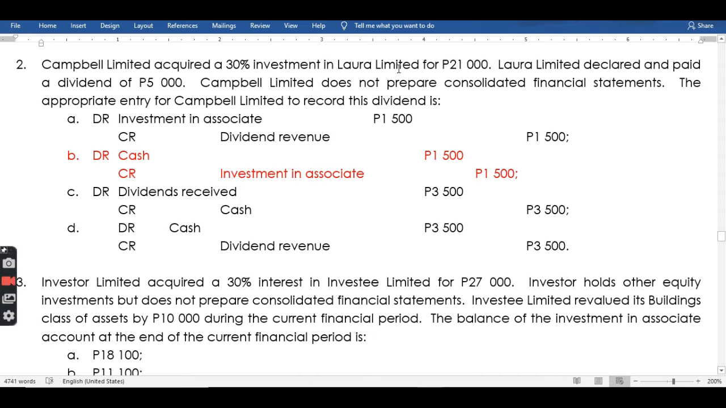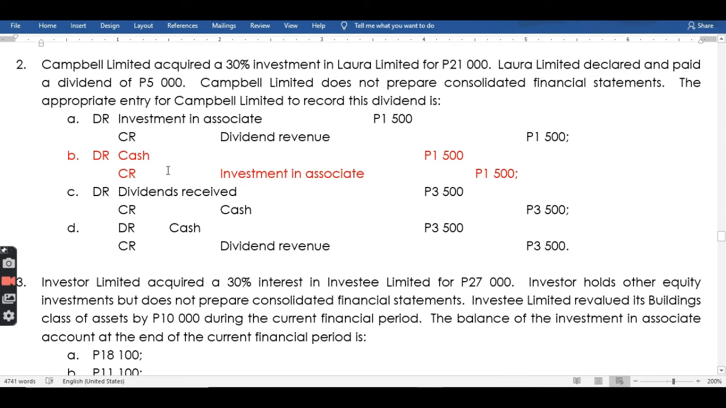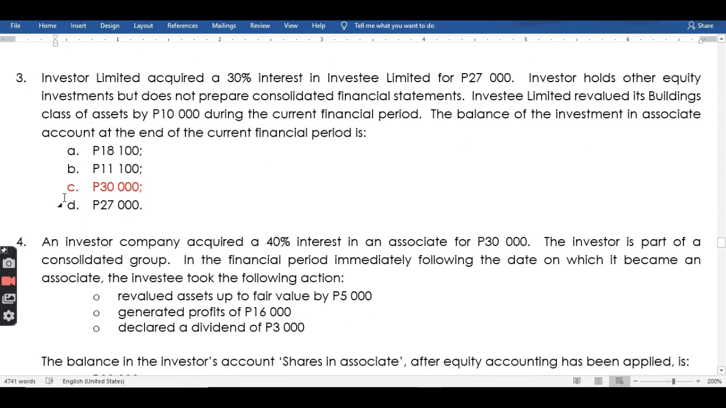Okay, so kung associate yan at nag-declare ng 5,000 na dividend. Okay? So if that's going to be 5,000 at sa atin yung 30% or 0.3, then that's going to be 1,500. Ano ulit ang ginagawa kapag may dividend? I-recognize mo yung cash, tapos ibawas mo doon sa investment in associate account natin. So ang sagot natin dyan will be letter B. Debit mo yung cash, credit ka ng investment in associate. Okay, so that's going to be our entry for number 2.